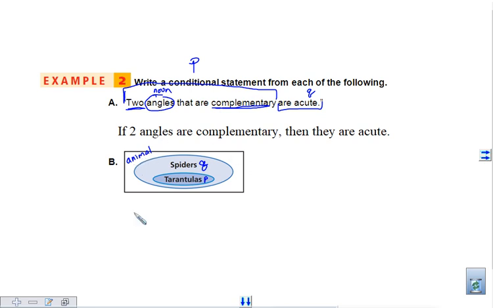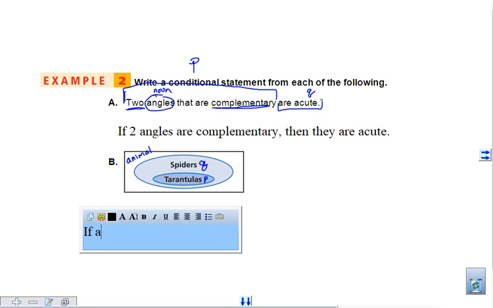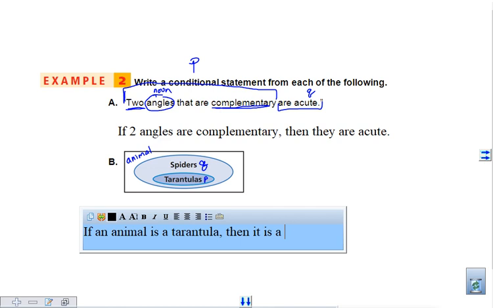So when we're doing a Venn diagram and having to write a conditional statement, we start with the most general. So if an animal, then we go to our hypothesis is a tarantula. And then we go to our conclusion. Make sure I'm spelling right. Then it is a spider.